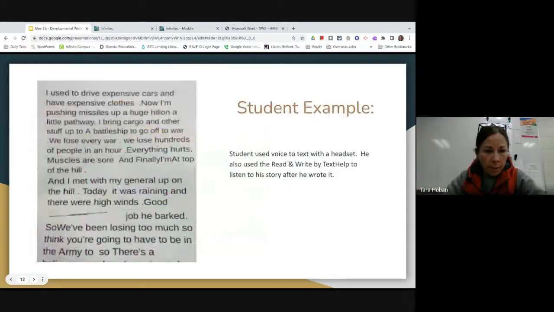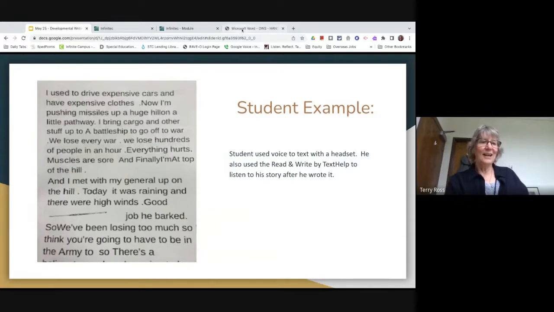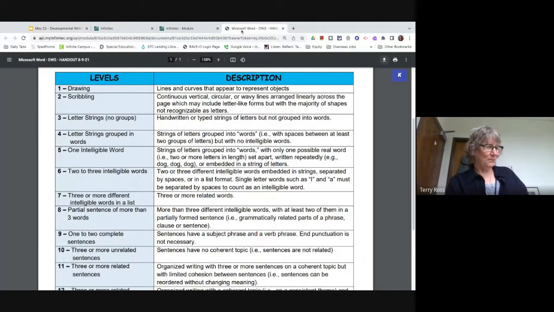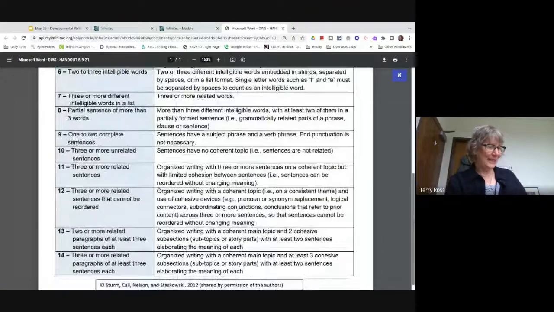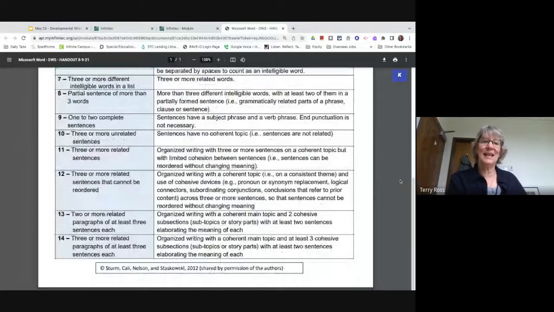It's a little blurry, but this is an older student, and we use the voice to text with the headset. He does like to do that, and is pretty fluent in that way. So you can see how much different it is. What would you say about this one, Terry, on the scale? Boy, I would say he's more up towards the paragraphs. Mm-hmm. Maybe in the 13, more at the top of the scale. Yes. Yep. Like 13, 14-ish.